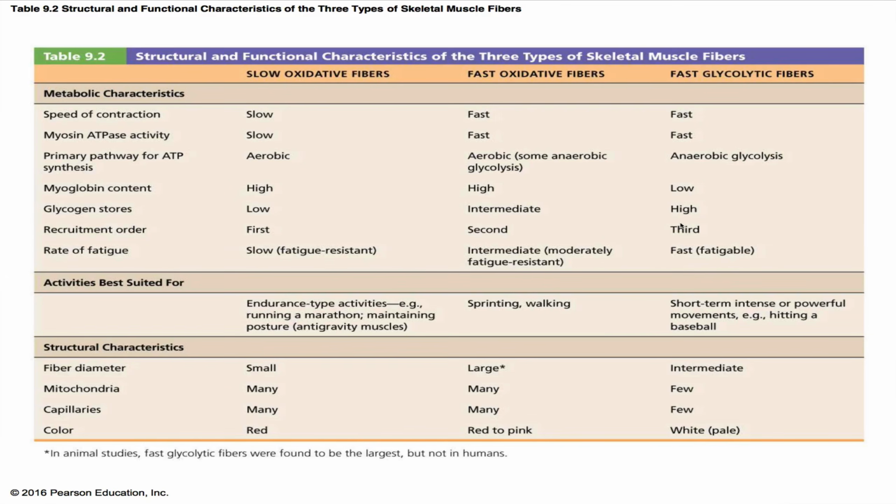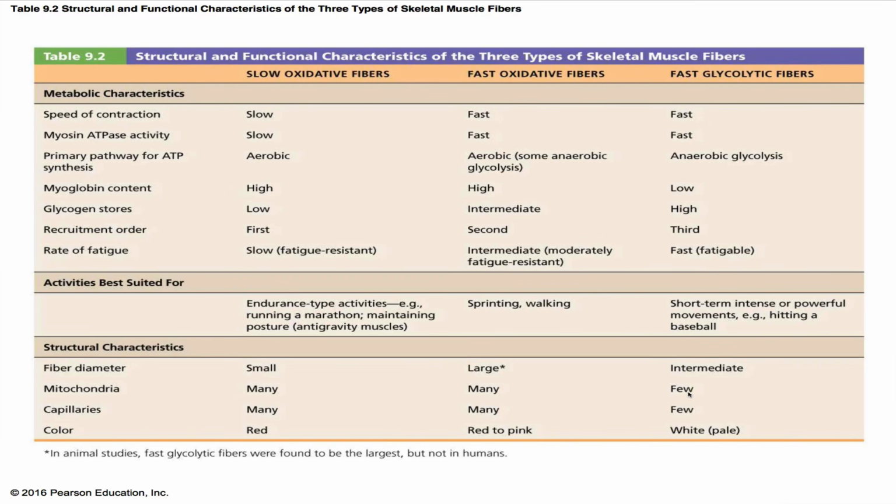The glycogen stores now, it's going to be high. So this is a gas hog. Think of it like that. Its recruitment order is third. Its rate of fatigue is fast. Mitochondria are few.